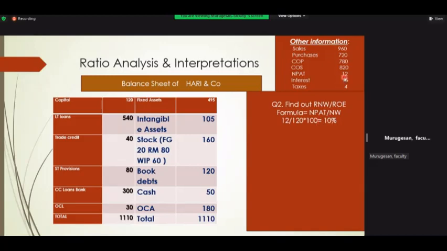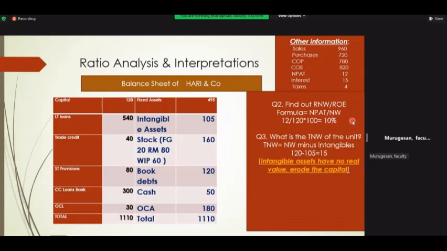So here NPAT is 12, their capital is 120. So 12 divided by 120, just press the percentage button, 10%. That means if you invest, the shareholders or the investors are getting 10%. Supposing you invest your money in a bank, will you get 10%? No. So most of the businessmen prefer to invest in business, because instead of investing in a bank and getting less return, they expect to get more return in business. Okay, friends, understood? That is called return on equity.